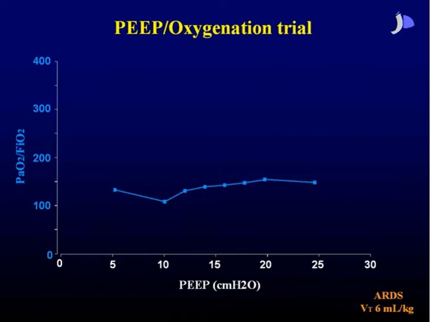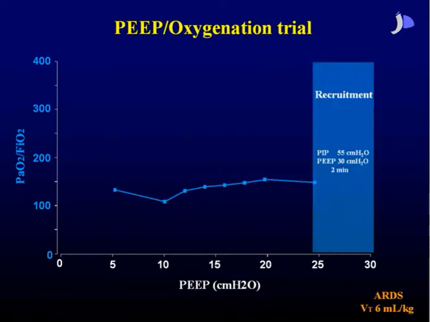But then we took PEEP and put it in the context of recruitment. We performed a recruitment maneuver, which looked like this. We applied a recruitment pressure of 55 centimeters of water to this sick patient for 2 minutes with a PEEP level of 30 centimeters of water. After these 2 minutes, we reduced pressures again to the previous PEEP level, and our oxygenation just increased dramatically.